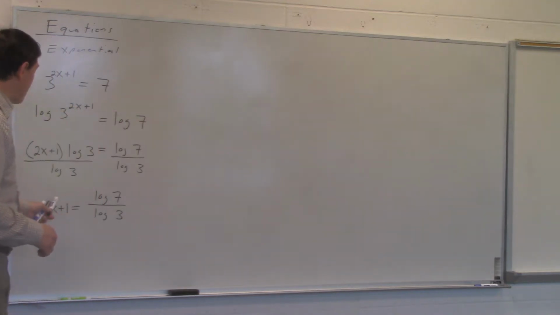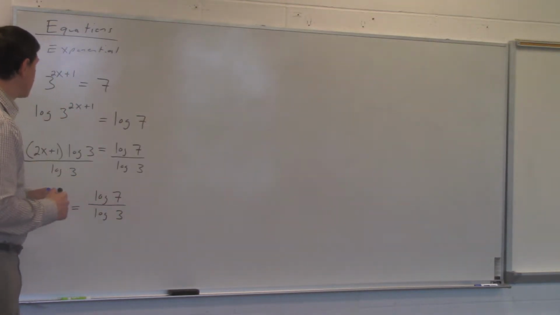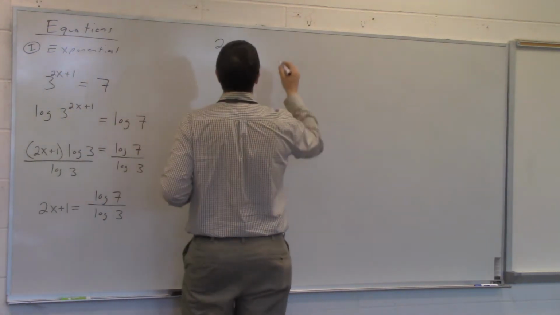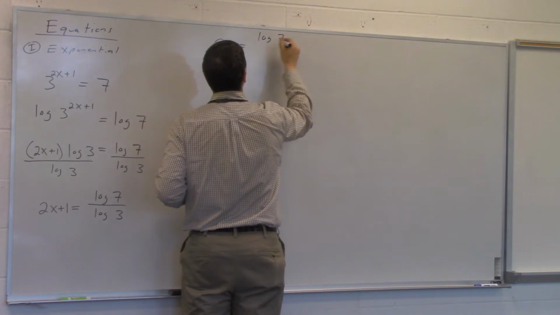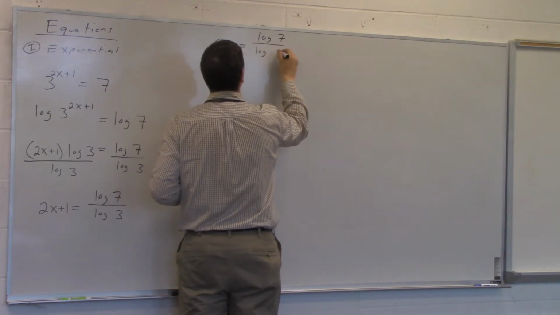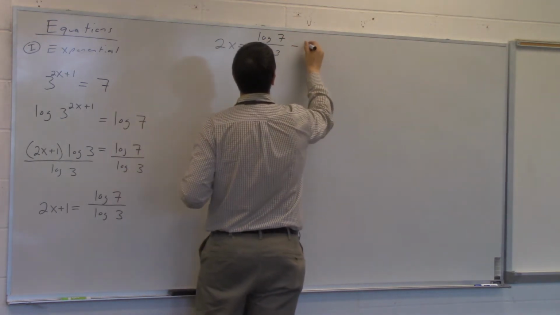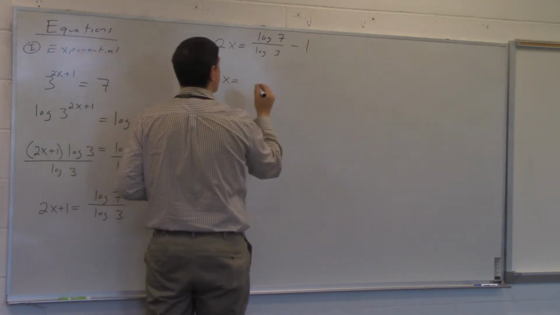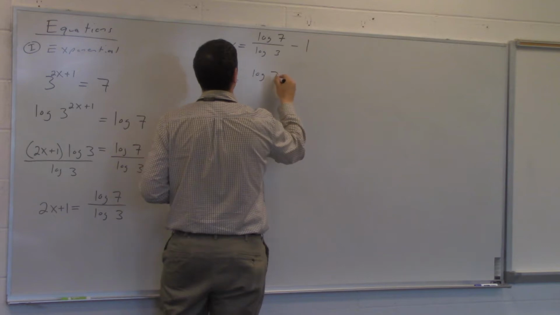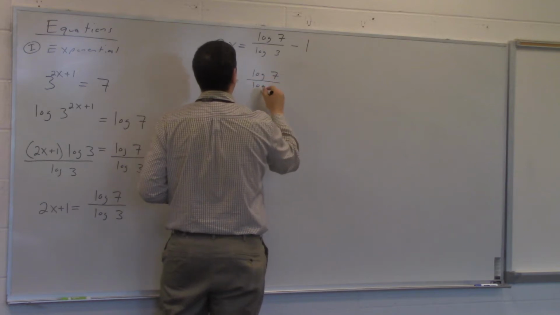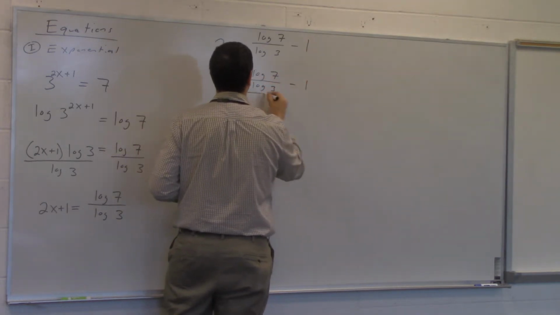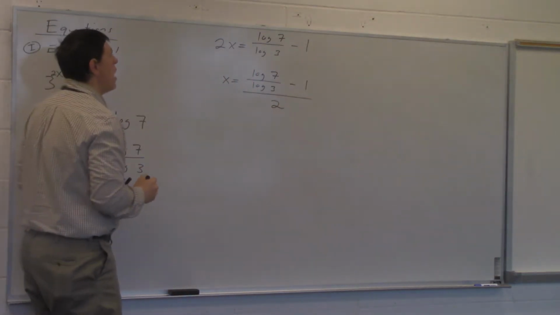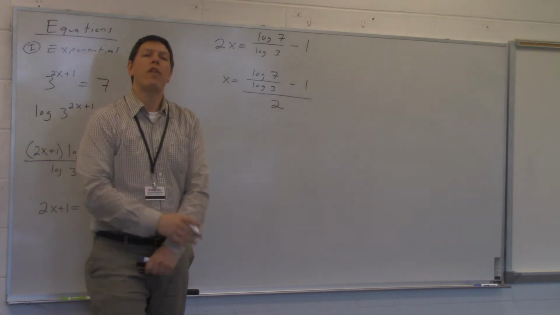To be able to get the full answer, I'm going to subtract 1 from both sides. So I get 2x equals log 7 divided by log 3 minus 1, and then I'm going to divide by 2. So x in its most exact form is log 7 over log 3 minus 1, divided by 2. Okay? If you gave me that answer, that's perfectly fine.